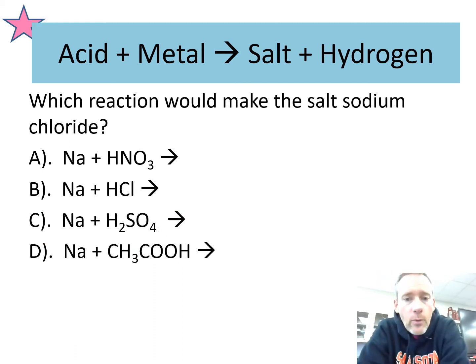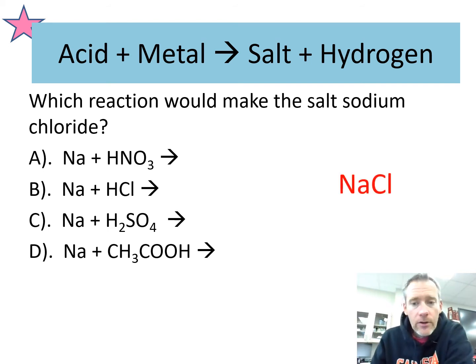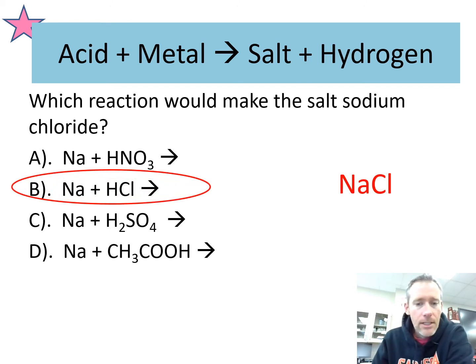All right, which reaction would make sodium chloride? So NaCl, you should see where the hydrogen is, the chloride is with hydrogen, the acid, so you should see B as your answer.